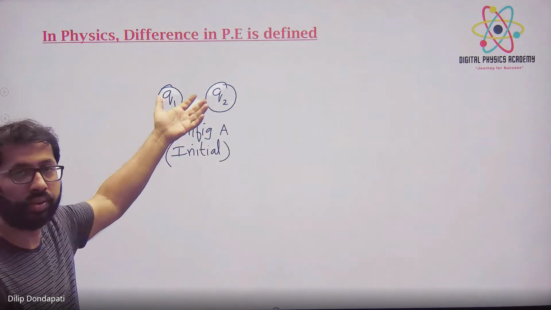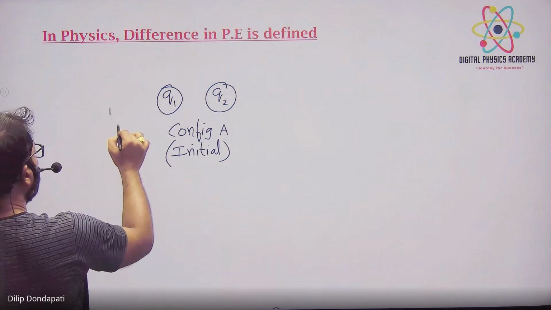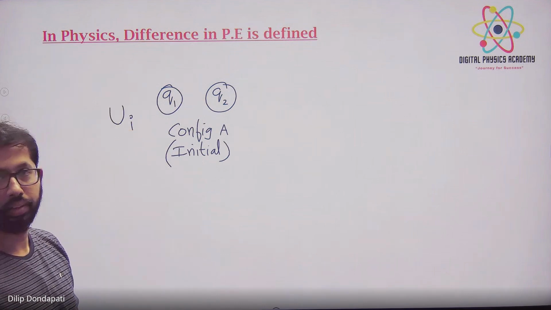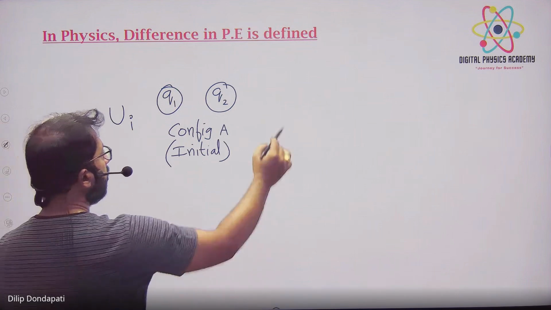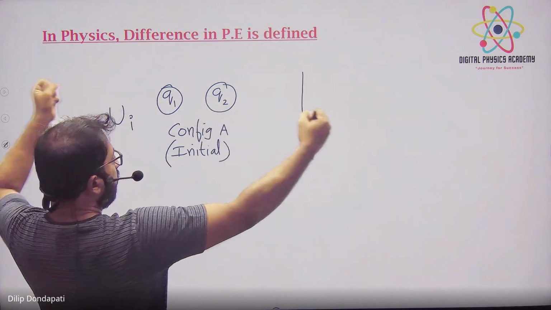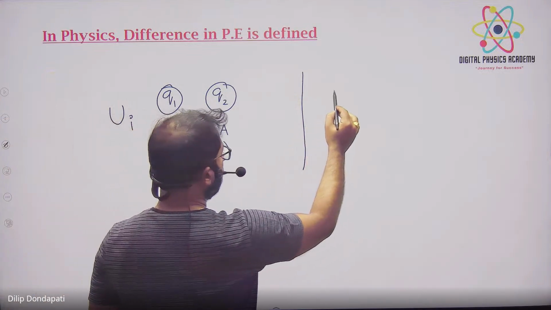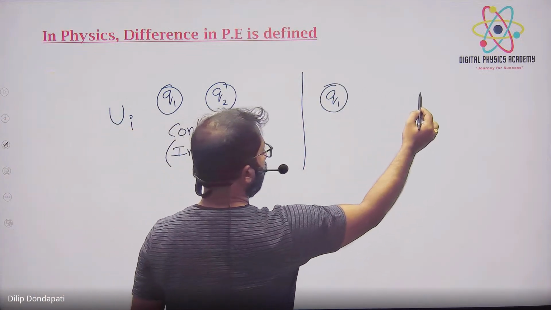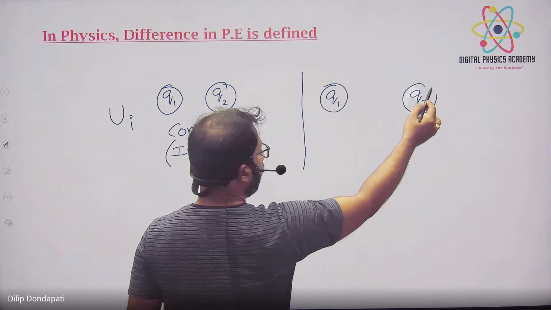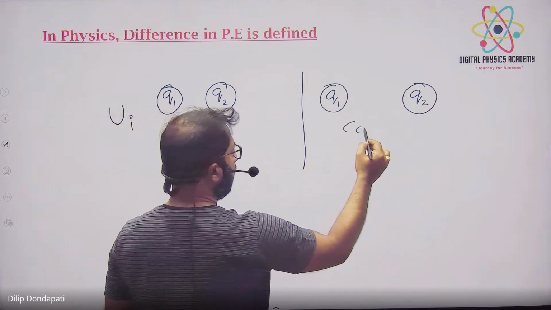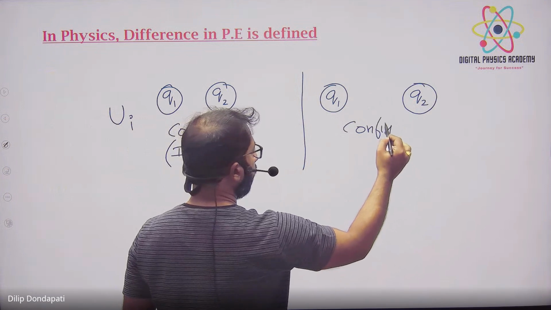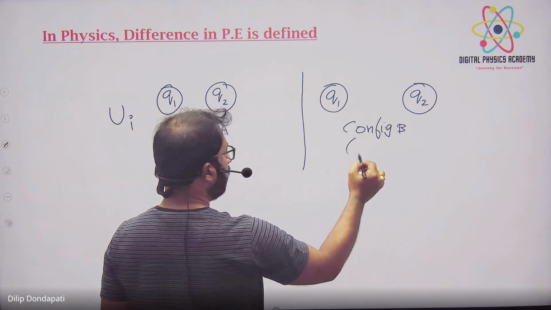So since you have a system of charges, definitely you have potential energy, initial potential energy will be there. Suppose the charges Q1, Q2 came somewhere away, far apart. This is configuration B, and it is the final configuration.